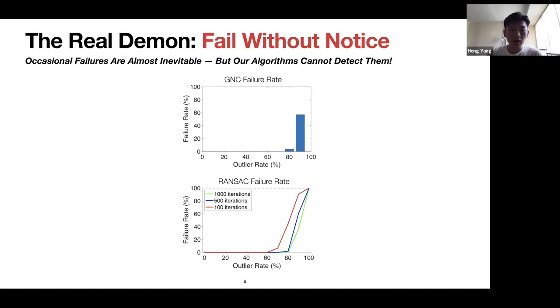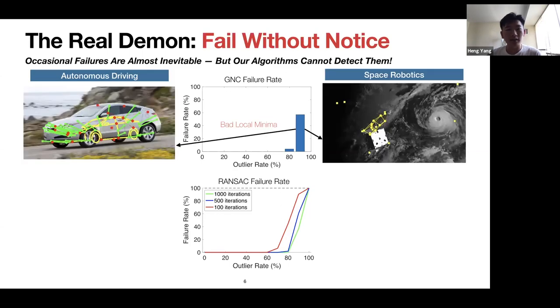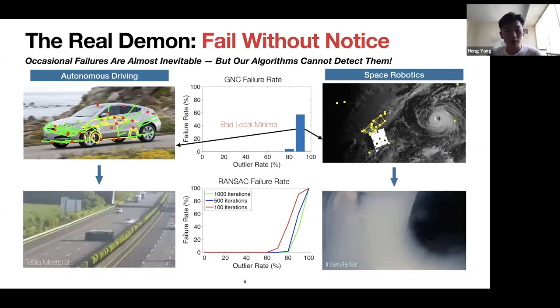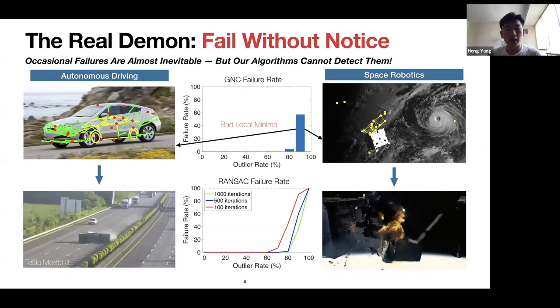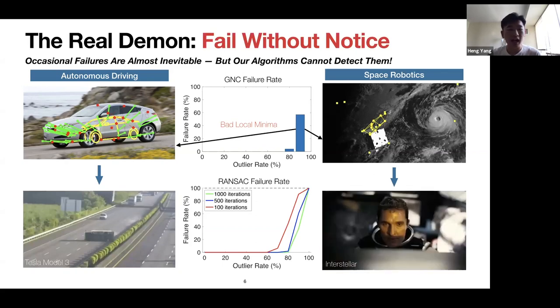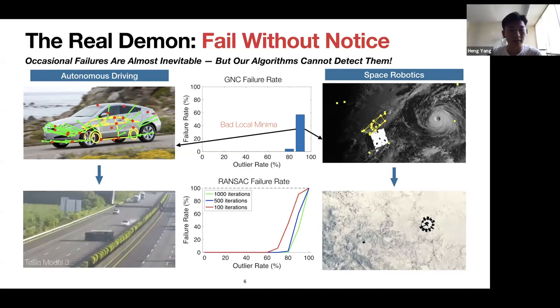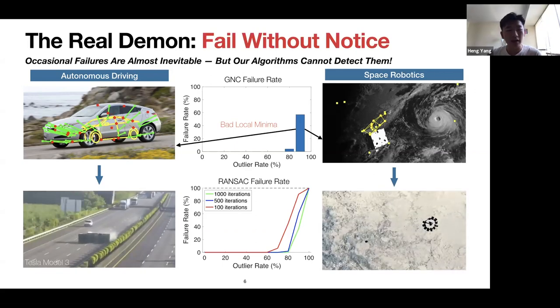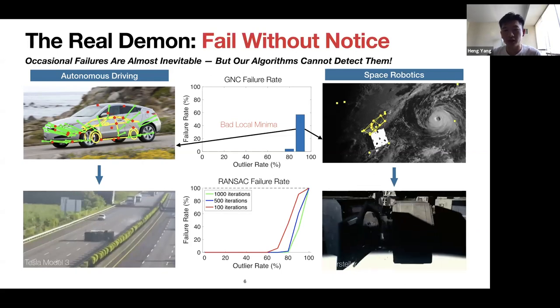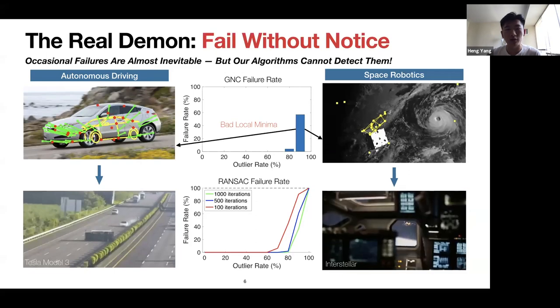But on the other hand, if you want to apply these robust estimation frameworks or algorithms to serious applications such as autonomous driving or space robotics, then these local minima are really going to hurt us. For example, if we use GNC to solve shape alignment or space robot pose estimation in space robotics, then if they fail, they're going to cause catastrophic damage to both the machines and human life. This is not a joke, because it really happens in real life. The left side is a Tesla Model 3 crashing into a lying truck on the highway, and the right-hand side is a little bit scientific, but in the future it could also happen if we are not careful about our algorithms.